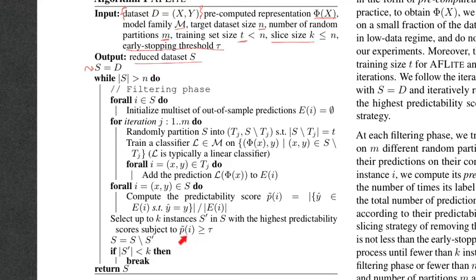They also have this early stopping threshold, meaning that if all of these items fall below this threshold, this condition also gets satisfied and the algorithm breaks.